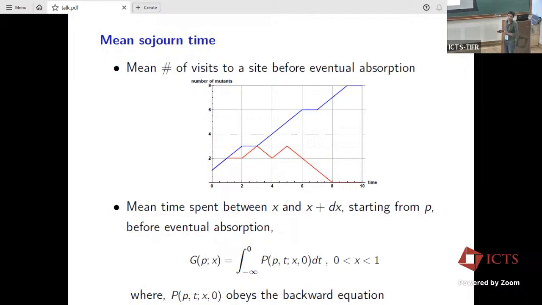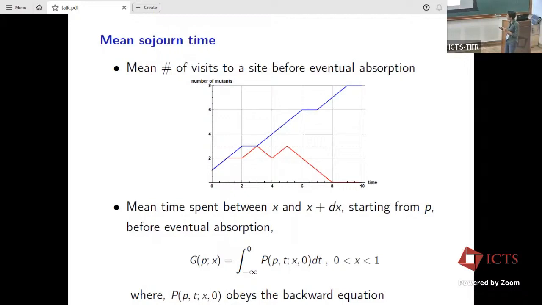But for calculation purposes, it's better to just go to frequencies, which means I will go to continuous space and time. Okay. So in that case, we're asking what's the mean time spent between frequency x and x plus dx, that is, close to a frequency x, given that the mutant started with the frequency p, before it eventually gets absorbed.